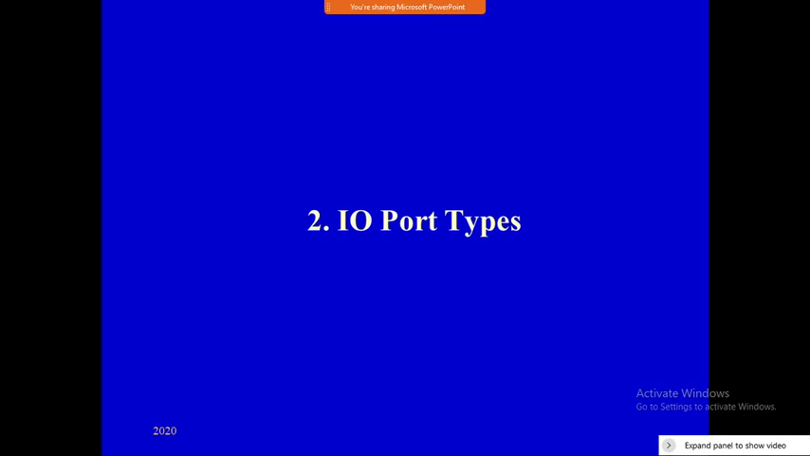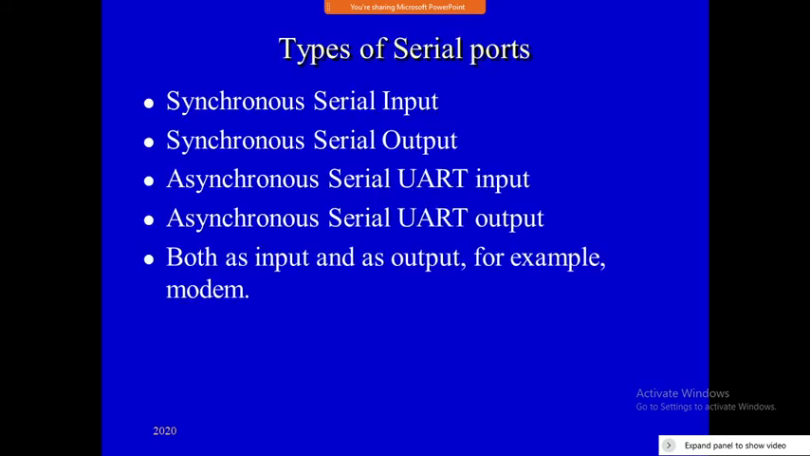First we'll see what types of IO ports there are. Here, the IO port types are synchronous serial input, synchronous serial output, asynchronous serial UART input, asynchronous serial UART output, and both as input and as output for the modem. These are some types of the serial ports. See, there are two types of ports: serial ports and parallel ports. First, we are going to learn the serial ports.